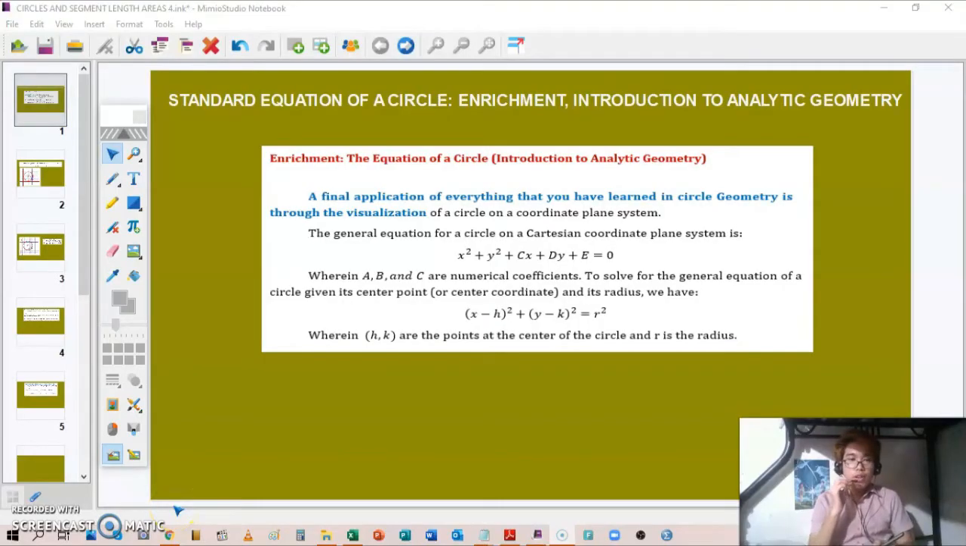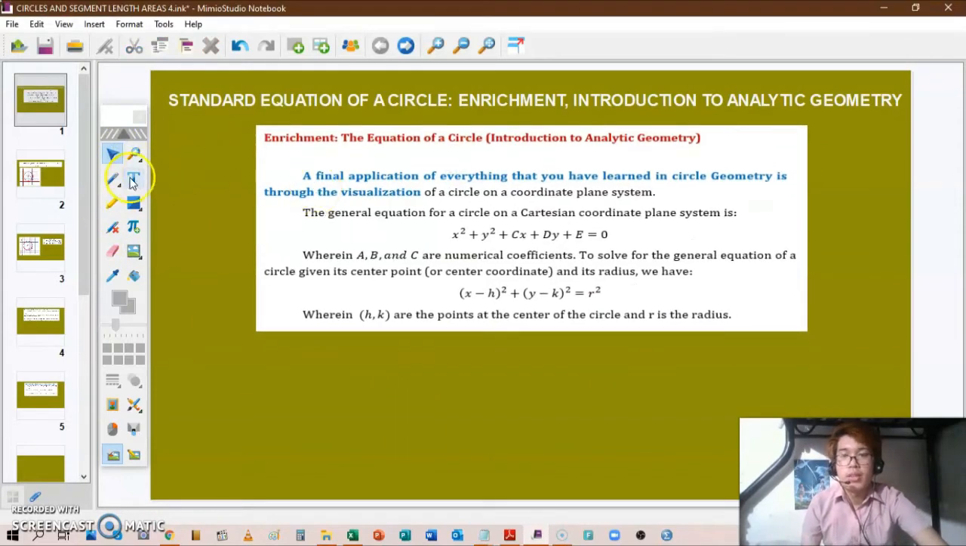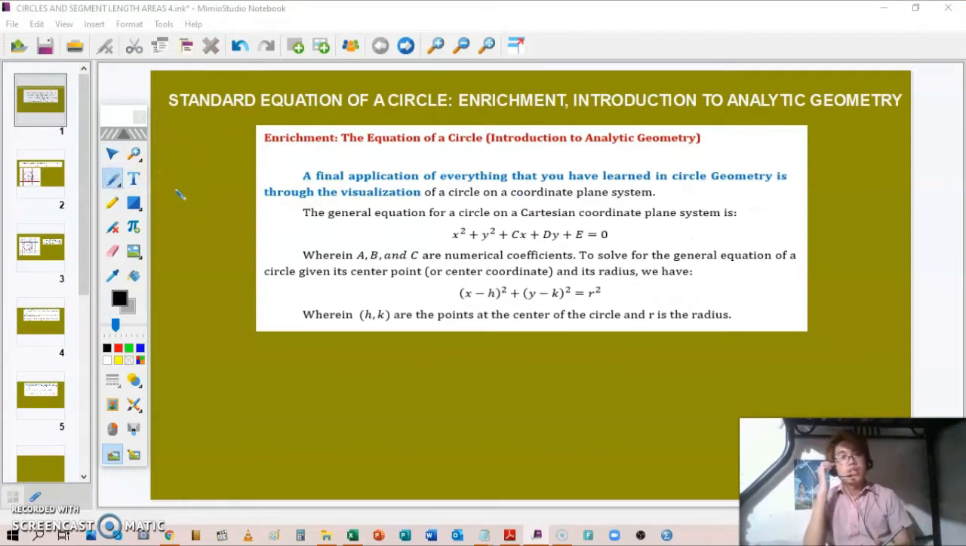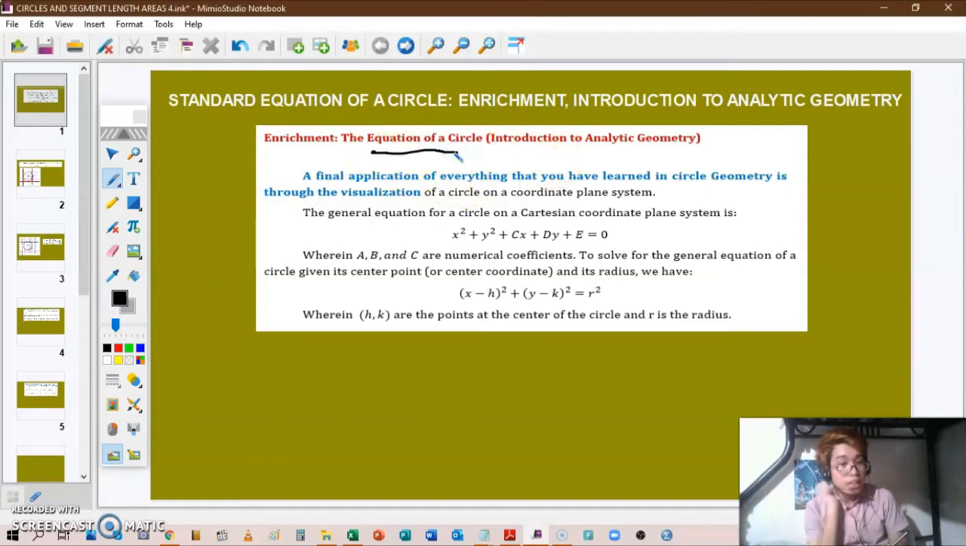Okay, so for our enrichment topic for our last lesson for the fourth quarter, and also for our entire subject here in geometry, plane and Euclidean geometry, it's going to be about the equation of a circle. The equation of a circle will be discussed in analytic geometry in grade 10 or in your advanced mathematics.